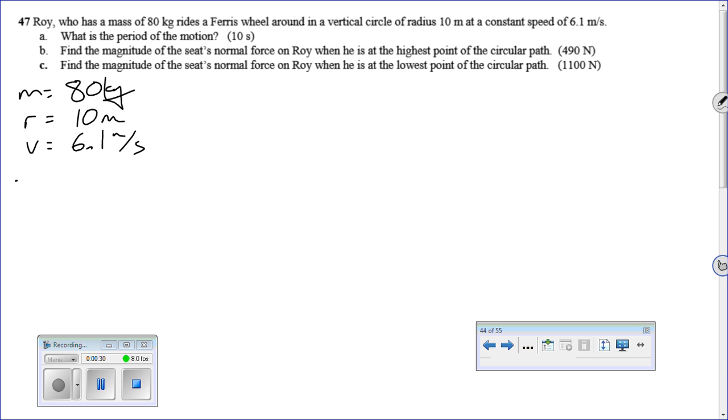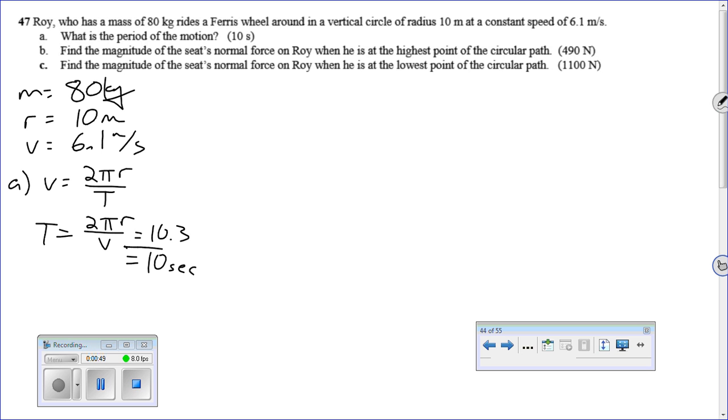Part A says to find the period of motion, so hopefully that wasn't too bad. We know that velocity is 2 pi r, the circumference, divided by T, the period, the time to travel that circumference. So algebraify this equation, and you get T equals 2 pi r over v. Plug in your numbers, and you get like 10.3 seconds, which, after sig digs, is 10 seconds. Okay, so that's part A. There wasn't a whole lot to that. So, all right, now part B.